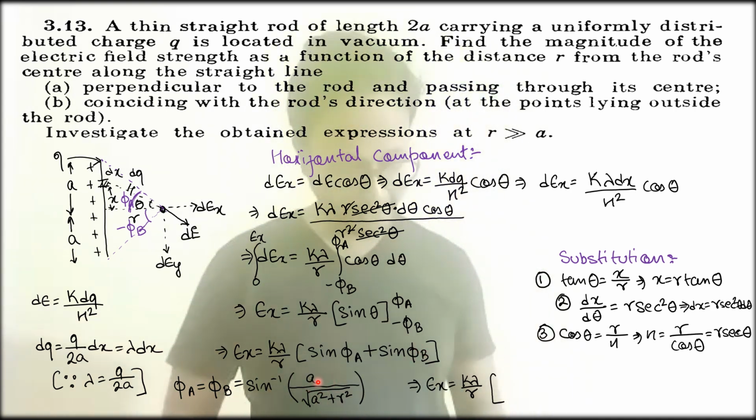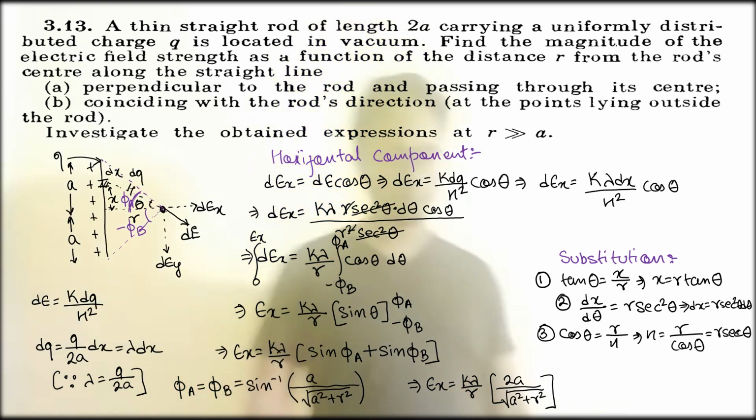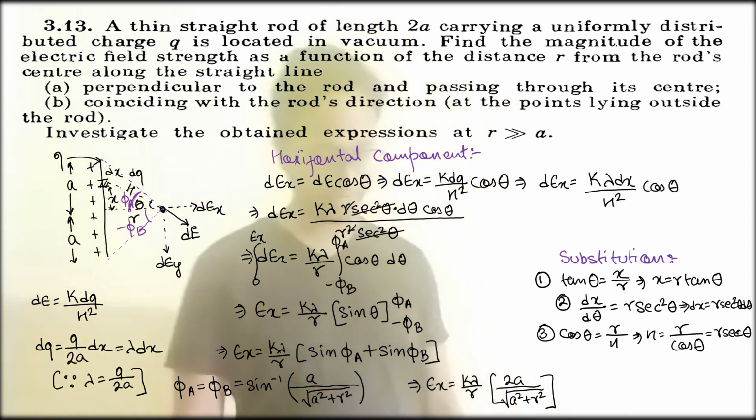Phi b also has the same value. So a by under root of a square plus r square plus a by under root of a square plus r square would be 2a by under root of a square plus r square. So this is the x component of electric field out here.